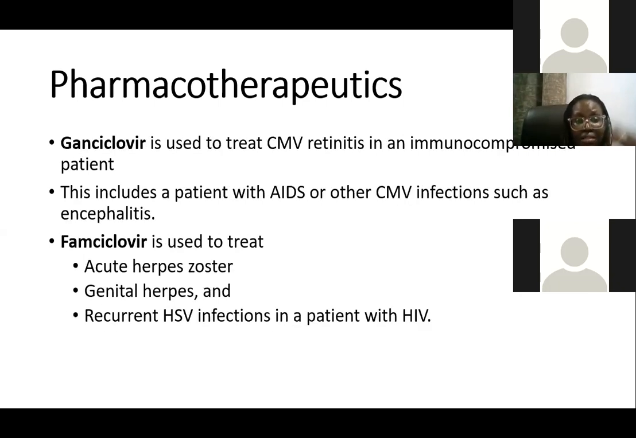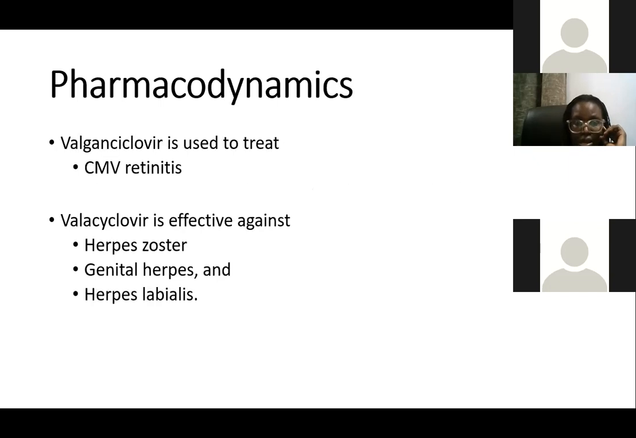Ganciclovir is specific to CMV retinitis. And mostly you find this in HIV patients or patients with encephalitis. Acyclovir is used for the herpes simplex. It's also good for genital herpes. And then valganciclovir is for CMV retinitis. And then valacyclovir has a similar profile to acyclovir: herpes zoster, genital herpes, and herpes labialis.